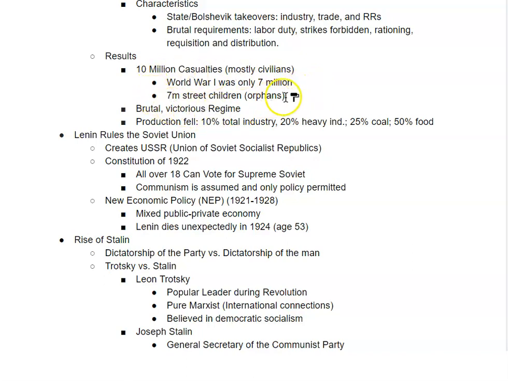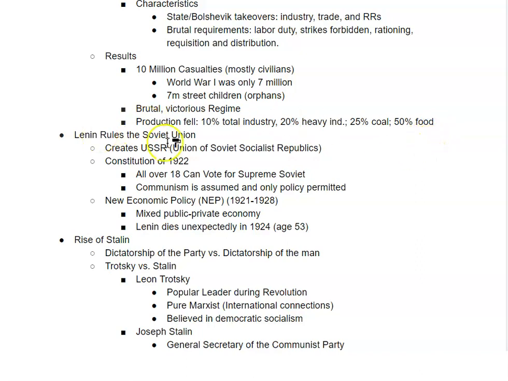This civil war left 7 million children as street children, orphans, and it leaves the brutal regime victorious, and yet production terribly fell. Industry was down to a mere 10% of what it was. The all-important heavy industry was down to only 20%. Coal was cut, and food was cut by half.